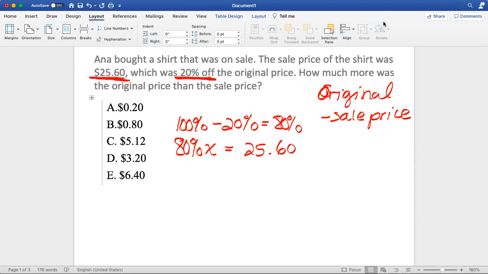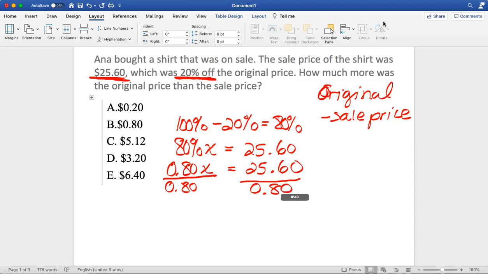As always, convert your percents to a decimal. And so you get 0.80x equals 25.60. You would grab your calculator, of course, and divide both sides by 0.8. 0.80 will suffice, but 0.8 is even better. You don't have to give yourself additional work to do these problems. When we calculate this, it produces a total of $32.